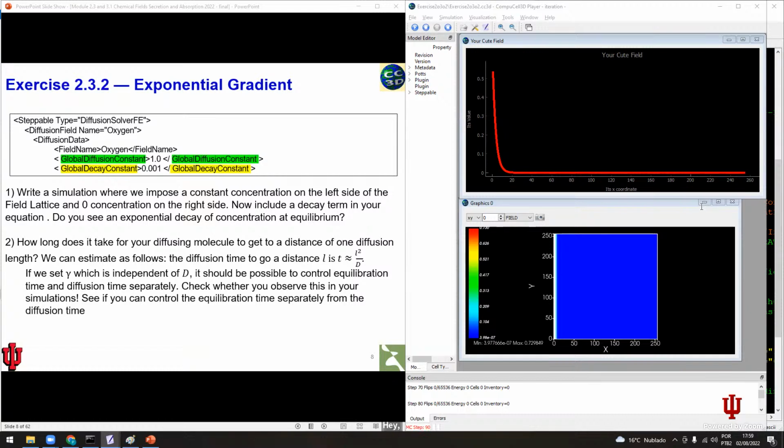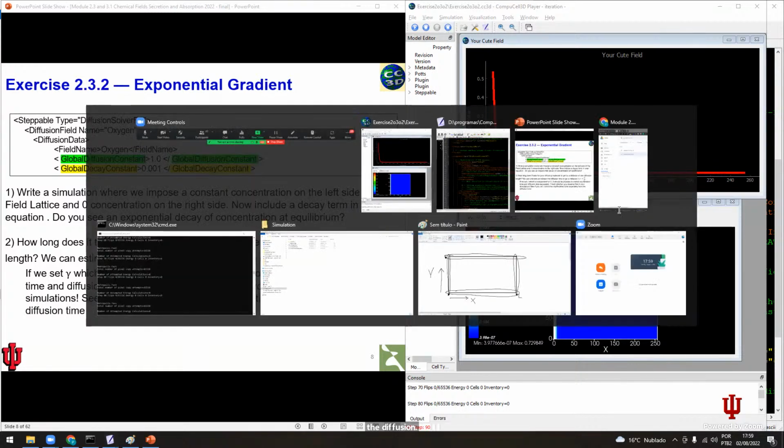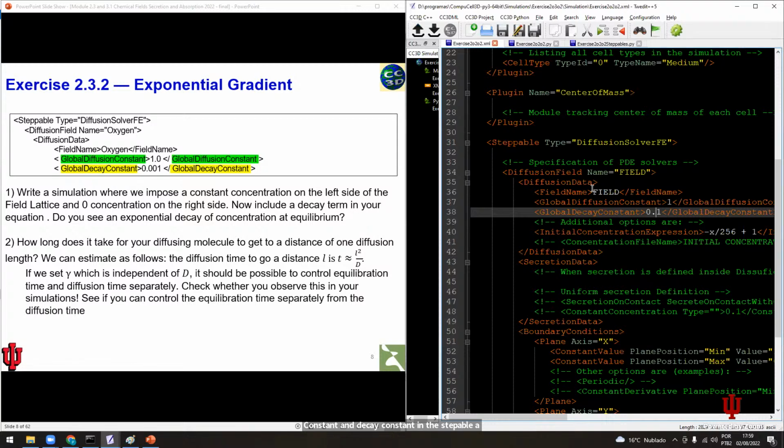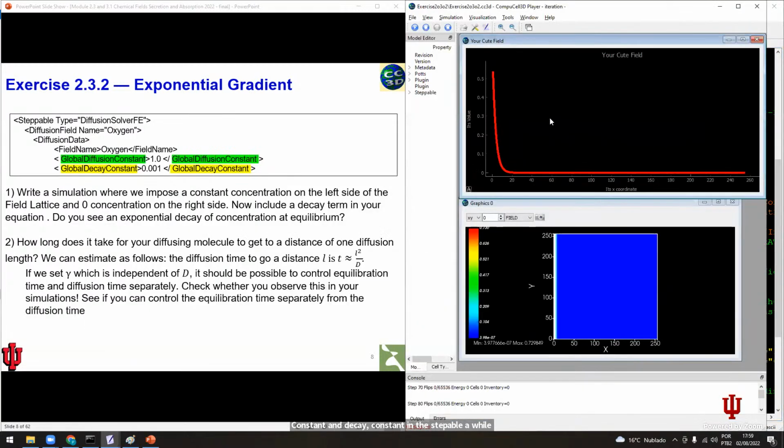Pedro, one thing you might want to do is show them how to edit the diffusion constant and decay constant in the steppable while it's running. Oh, yes, sure. Use the model editor.